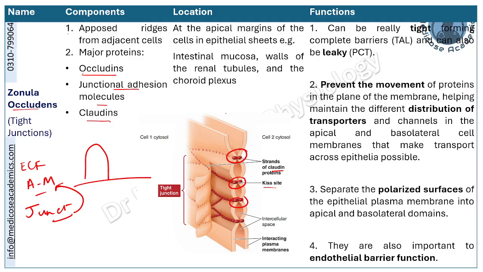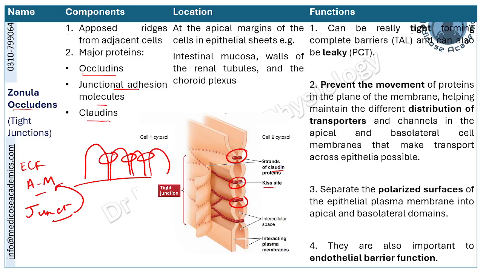These are found at the apical margin of the cells in the epithelial sheets. For example, this is an epithelial sheet having columnar cells. Zonula occludens will be found at its apical margin. For example, intestinal mucosa, renal tubules, choroid plexus. The brain capillaries have many zonula occludens because these are much less leaky and they have a special function to occlude the passage of any unnecessary substances between the brain substance and the blood.